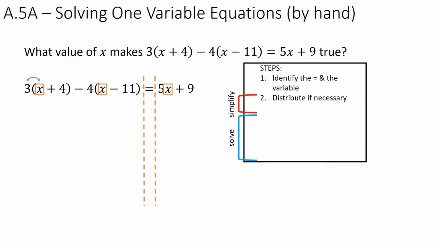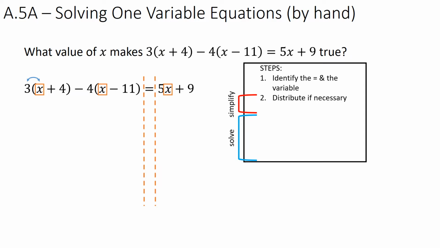So how do I know if it's necessary to distribute? Well, I look and see if there are parentheses with a number outside of those parentheses, or there might be a negative sign or a minus sign in front of the parentheses, which indicates a -1. There might be a plus sign outside of the parentheses with no number, and that indicates a +1. In any case, you want to multiply that number, whether it's visible or invisible, that's on the outside of the parentheses, times each number inside the parentheses.